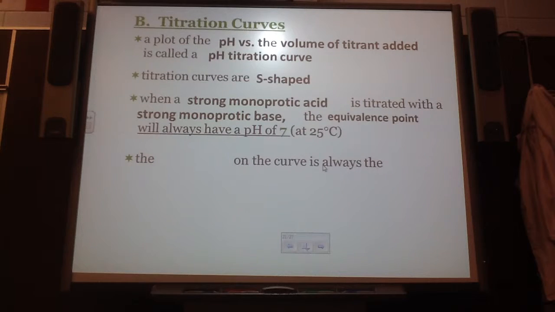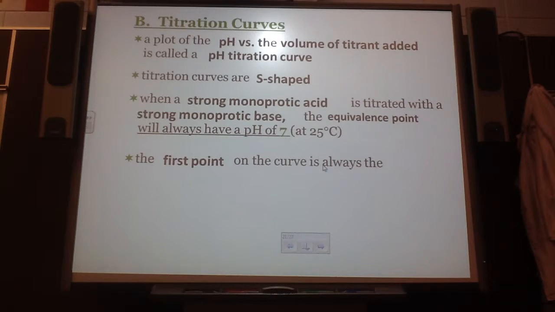The equivalence point, okay, right? The equivalence point is that point where the theoretical amount of acid and base is reacted. So our equivalence point will always have a pH of 7 because that's a neutralization reaction.